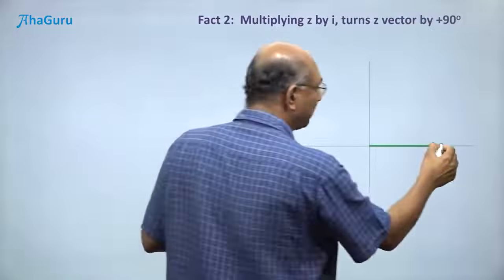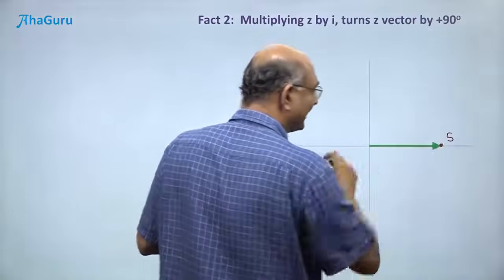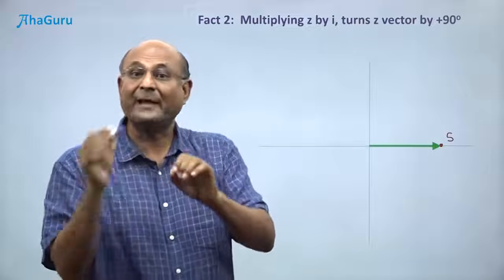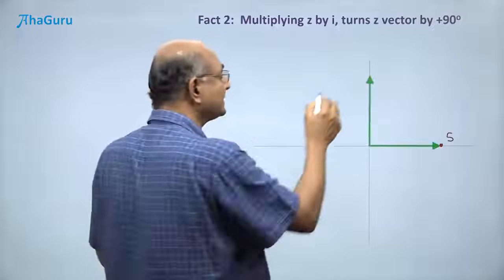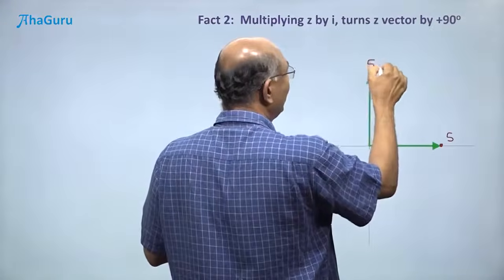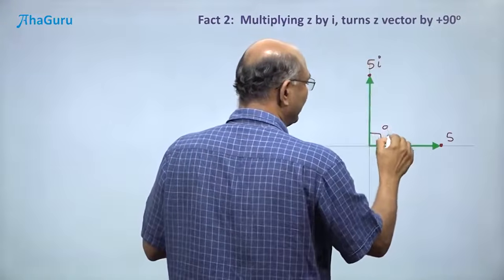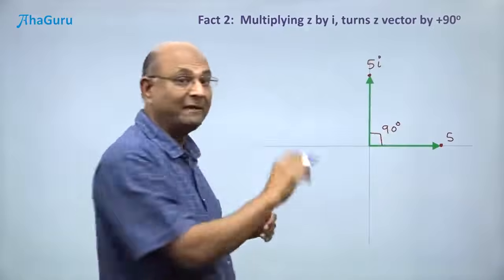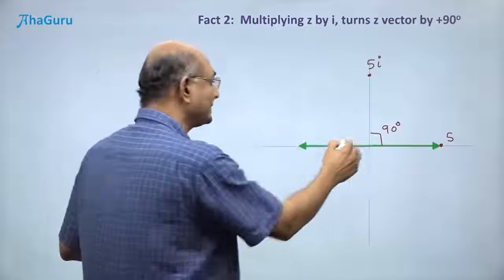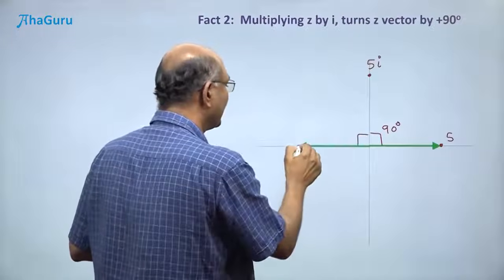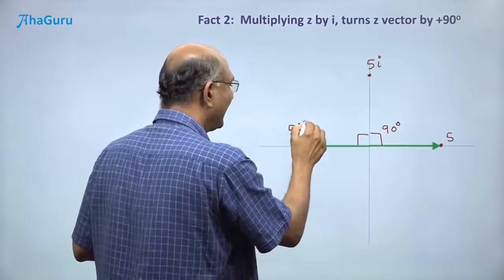degrees. If I pick this point, let's call this point 5 on the x-axis. If I multiply 5 by i, I am turning this arrow by 90 degrees. This point is 5i and this is 90 degrees. If I take 5i and multiply by i, that means I am turning it by another 90 degrees. So this is also 90 degrees and this point would be 5i squared.